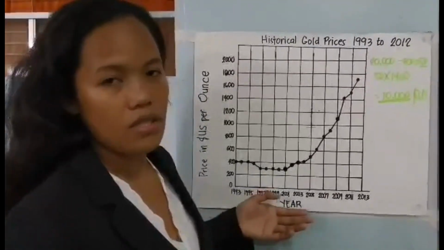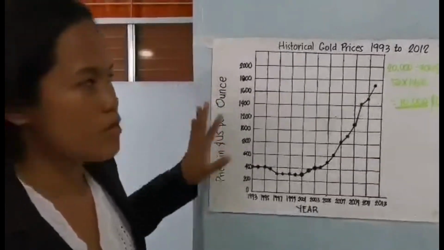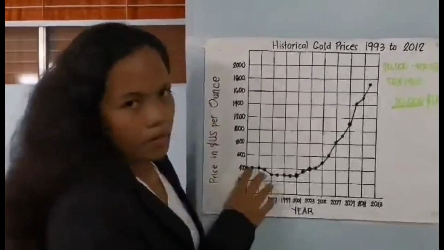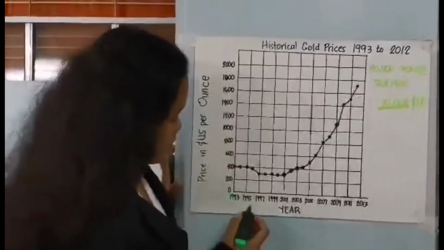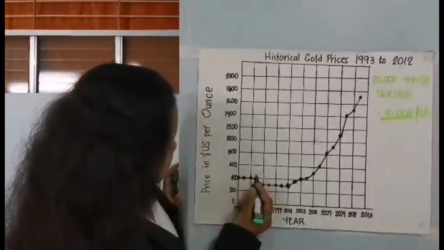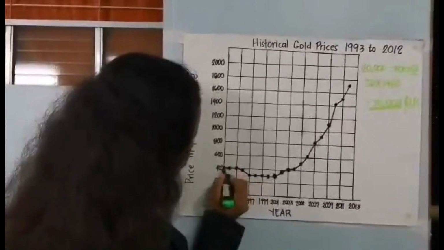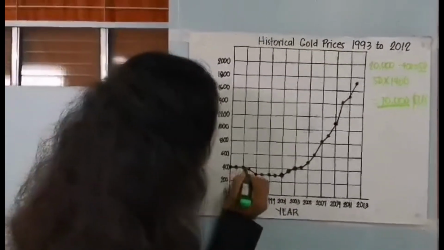Good day everyone, I am Rachel Cafe-Dorata, Group 4, and today I'll be discussing decimal motion. As you can see here, we have historical gold prices from 1993 to 2011. The x-axis is independent, which is the year, and the y-axis is the price in US dollars per ounce. You can see that there are dots here, so we could plot this starting from 1993, which is 400 per ounce, and then we will just connect the dots.